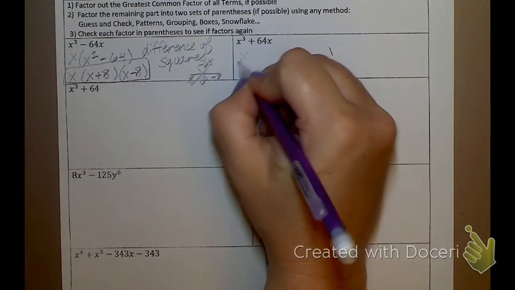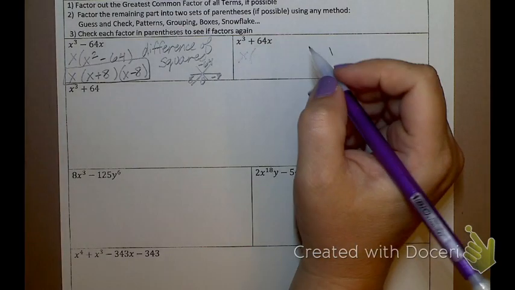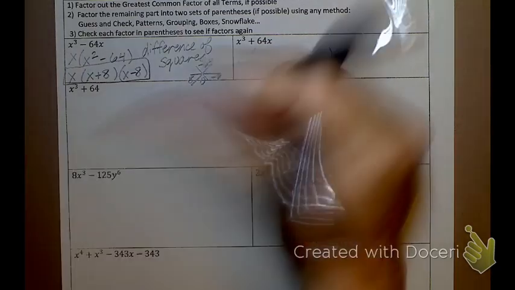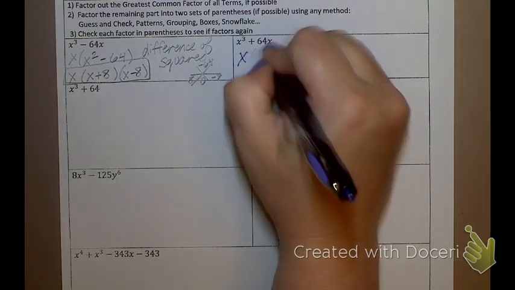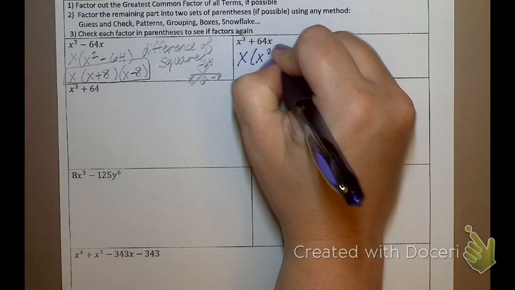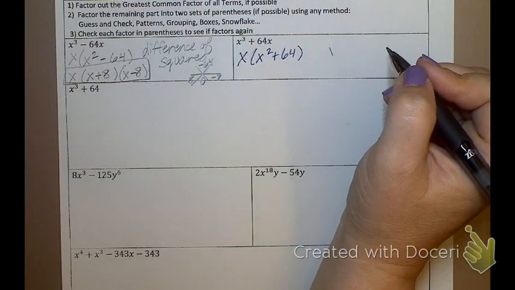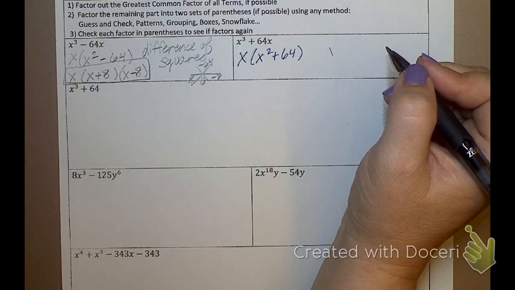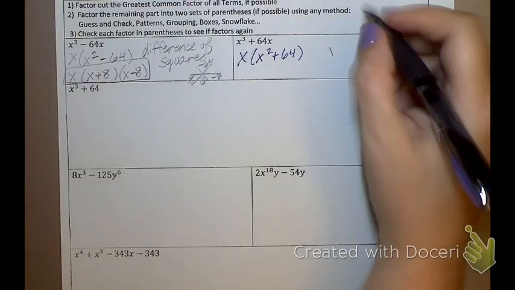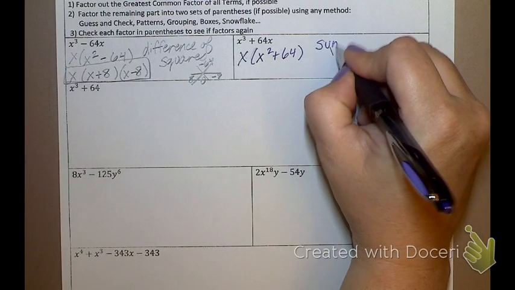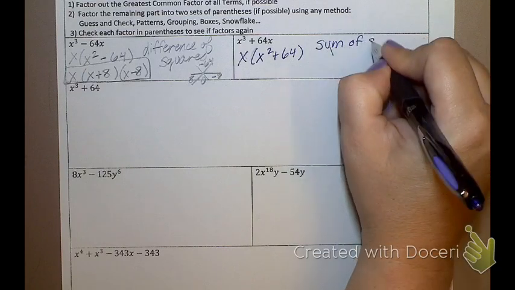I can still take out an x. What's different about this one? That's really hard to see. What's left? I have x squared plus 64. Can I break that up? No. This is a sum of squares.